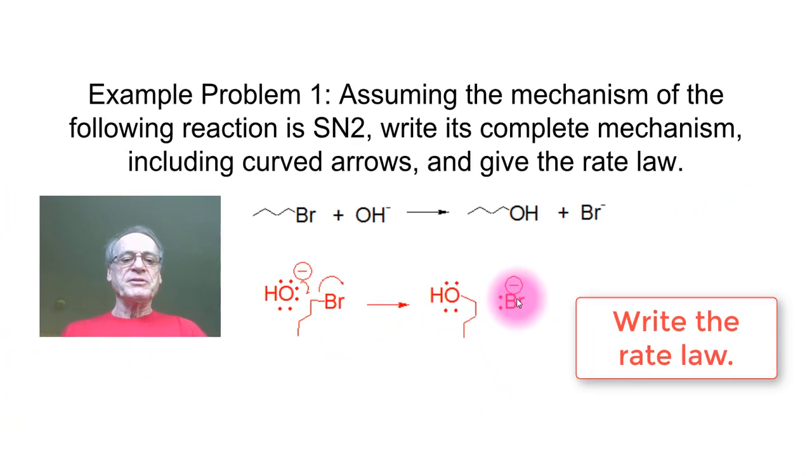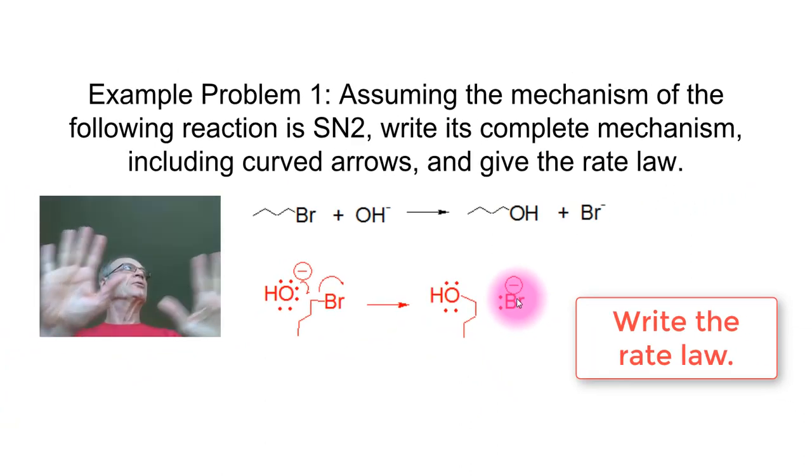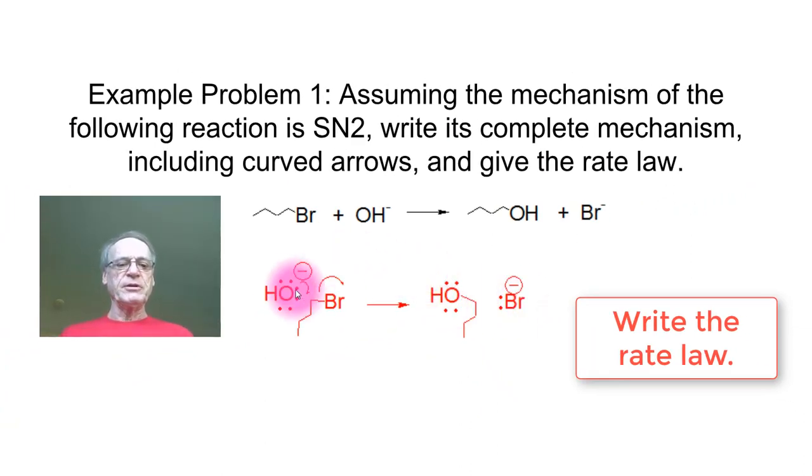And again, you could have written this in any number of different ways on the paper, as long as you showed somehow that a pair of electrons from the hydroxide is pointing in here to the space between the carbon and the oxygen, and then another pair of electrons from this bond is moving off onto the bromine. And notice that the bromine then becomes minus, and hydroxide then becomes a neutral hydroxyl group.